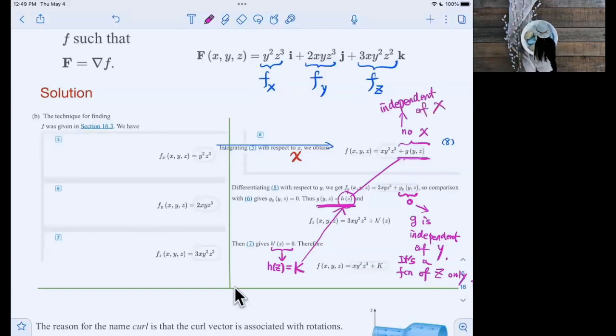Okay, so you add a function that's independent of x, it only has y and z in it, and then after that, you differentiate this with respect to y, and you compare with this. Then you try to figure out what this one here is. And then after that, you differentiate that with respect to z, compare with this. And then you try to figure this out. And then now you can substitute that. Okay? So that's how you find that small f. So you take anti-derivatives, integrating.